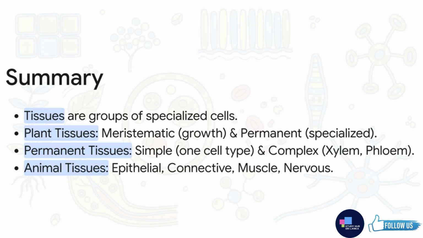So let's recap. Tissues are groups of cells specialized for one job. In plants, we have meristematic tissues for growth and permanent tissues that have a specific function. The permanent ones can be simple, like parenchyma, or complex, like the transport tissues, xylem and phloem. In animals, we have our 4 main types: epithelial for covering, connective for support, muscle for movement, and nervous for communication. And the most important idea of all is that for every single tissue, its structure is perfectly designed for the function it has to perform.